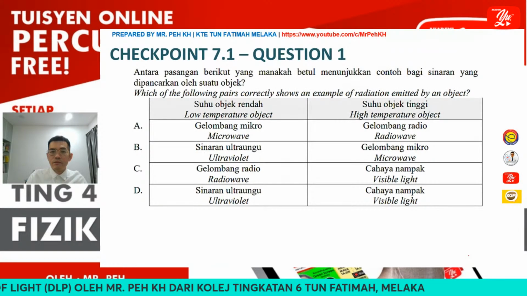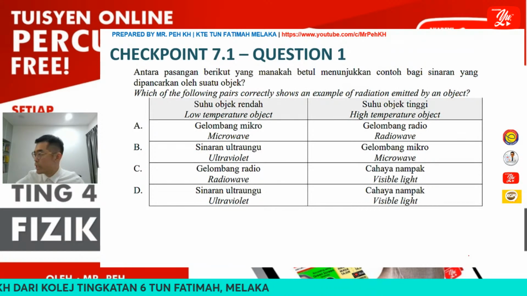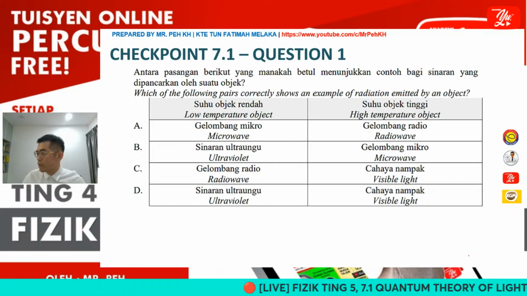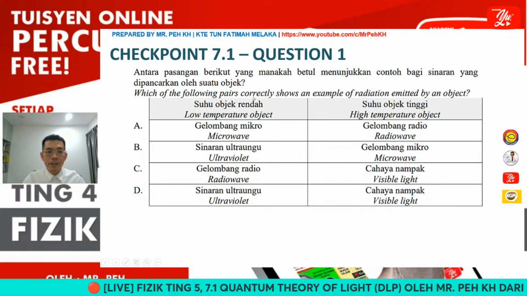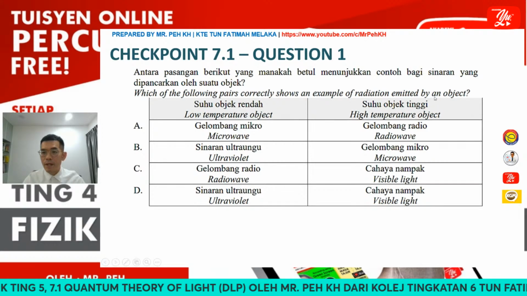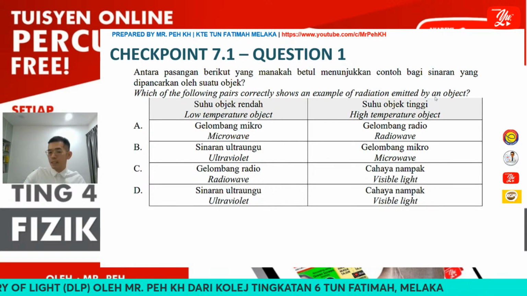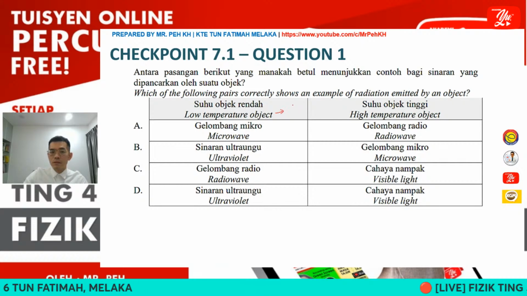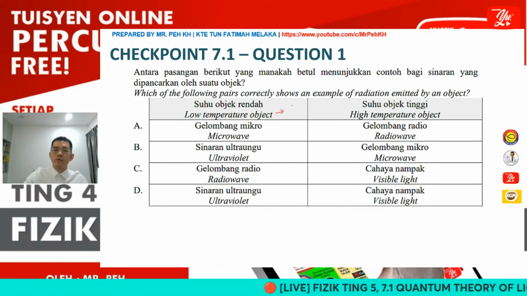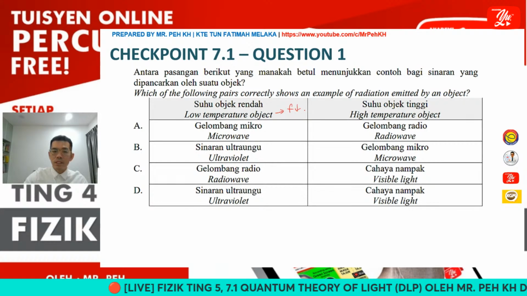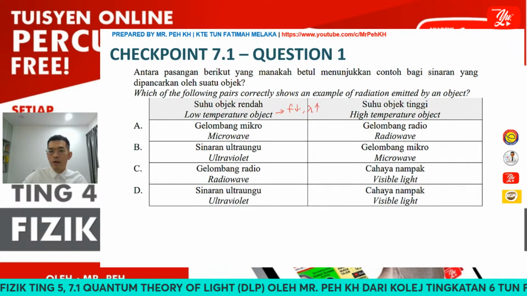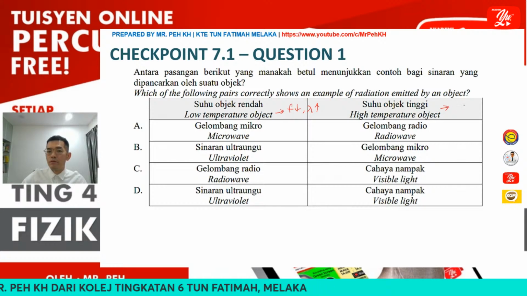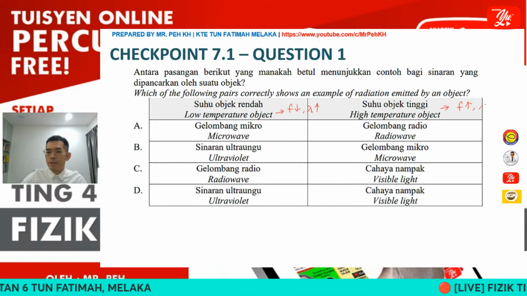So here let us discuss the first question, which is related to our Learning Standard 1 today. Students, you may show your answer in the chat room so we can compare your answer together with me here. Which of the following pairs correctly shows an example of radiation emitted by an object? Just now we discussed that a lower temperature object will emit light with lower frequency and longer wavelength, while an object with high temperature will emit radiation with higher frequency but shorter wavelength.